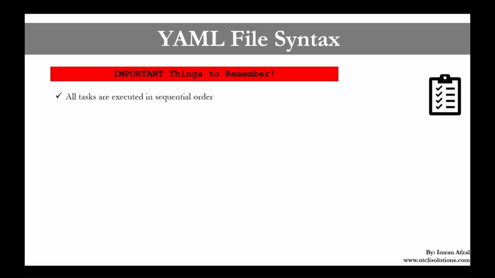First thing is all tasks in YAML are executed in sequential order. If you want a task to be executed first, it has to be written in the first order. Then each task that you want to be executed is processed one at a time. So just like bash shell scripting, if you are familiar, it goes through the first task and then it goes to the second and third and so forth.